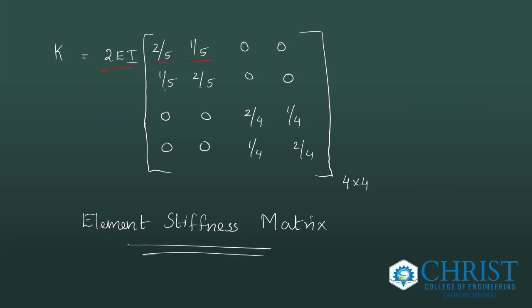Wrote balance terms as 2 by 5, 1 by 5, 1 by 5, and 2 by 5. These are zero terms. This is my KBC, 2 by 4, 1 by 4, 1 by 4, 2 by 4. This is a 4 by 4 matrix for which we need a calculator to solve. If you have a 4 by 4 calculator, it would be easier. So this is my element stiffness matrix.